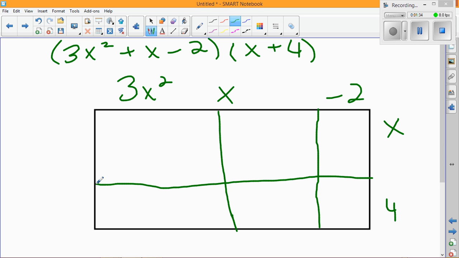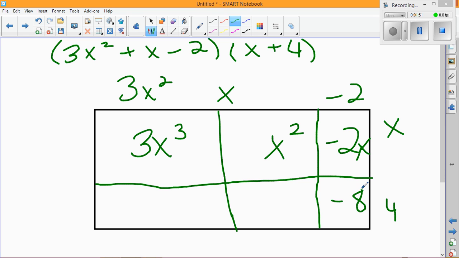So then you find the area of each individual box. X times 3x squared is 3x cubed. X times x is x squared. X times -2 is -2x. And on the bottom row, 4 times -2 is -8. 4 times x is 4x. And 4 times 3x squared is 12x squared.